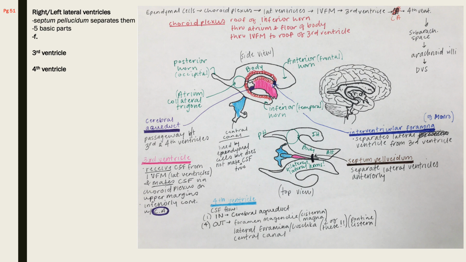Next we have the third ventricle. So looking in the book, 3b says it receives CSF from the lateral ventricles via the interventricular foramen of Monro. We just mentioned that when we talked about the course of the choroid plexus. And then it also produces CSF itself because, like we just talked about in the course of the choroid plexus, it is present on the roof of the third ventricle.